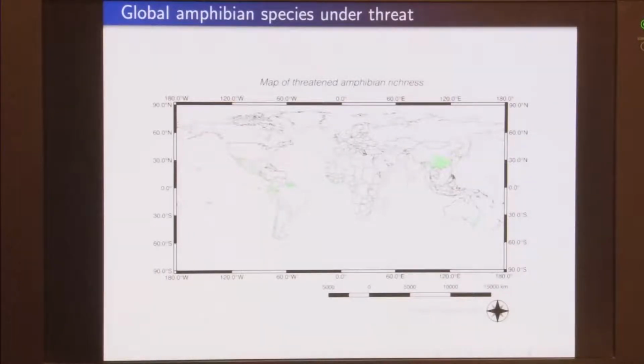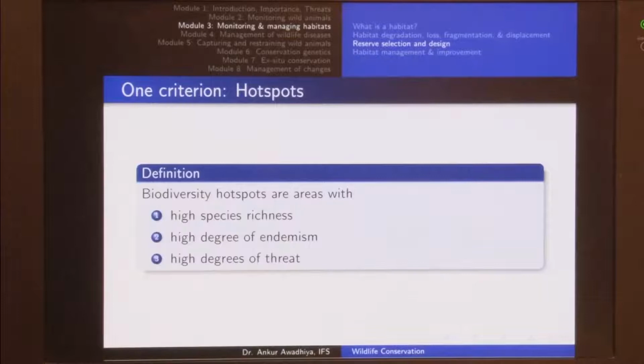Now, here we have talked about species richness. Next, we can create similar maps for endemism, and we have also seen the maps for the threatened species. But is there any criteria in which we can include all of these? We have discussed one such criteria in an earlier lecture, and that is about the hotspots. Biodiversity hotspots are those areas which have a high species richness, a high degree of endemism, and a high degree of threat.